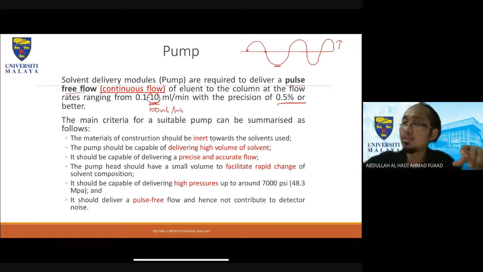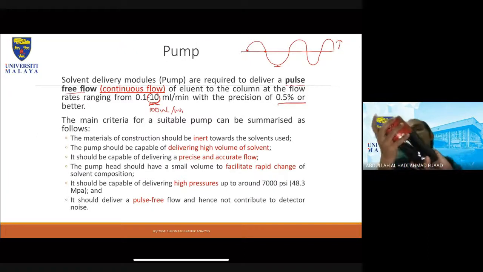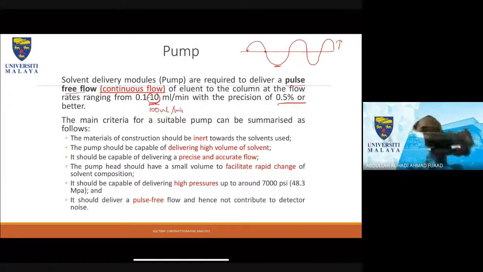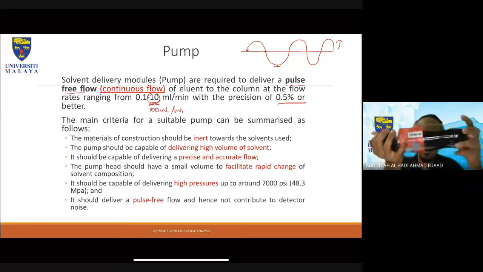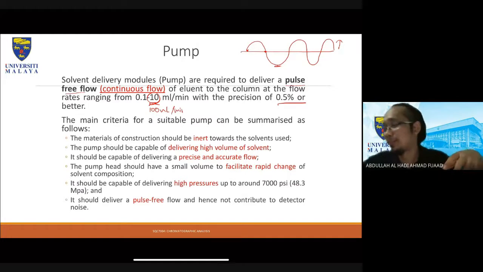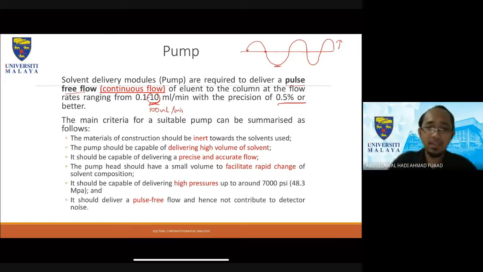The column that I've used previously, this is a 1 liter Coke bottle, was roughly slightly bigger than this Coke bottle. So you can have a varying flow rate, and it must be accompanied by different types of column. The main criteria for a suitable pump can be summarized as below. It's just some keywords that you need to think about.